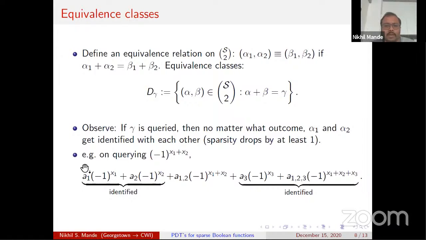Let's illustrate that with a simple example. Suppose the original function had this Fourier representation, and you queried the parity x1 plus x2. Note that no matter what the value of x1 plus x2 is, these two terms get identified because x1 plus x2 is set to a value, constant, 1 or 0. Similarly, these two terms get identified. So the sparsity of the resulting function drops by at least 2. So this is now our goal. Find a set of gammas such that they correspond to really large equivalence classes in F.